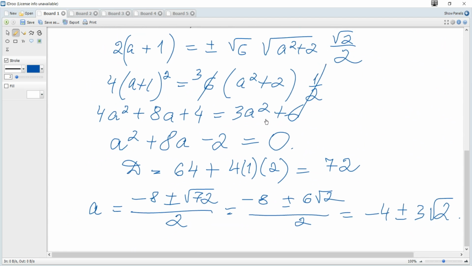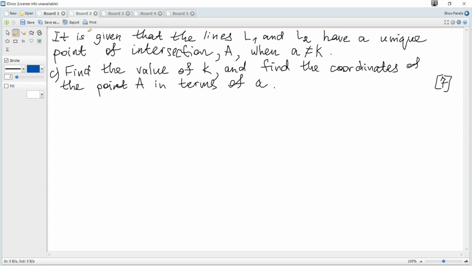And the next question: it is given that the lines L1 and L2 have a unique point of intersection A when a is not equal to k. Find the value of k and find the coordinates of the point A in terms of a.